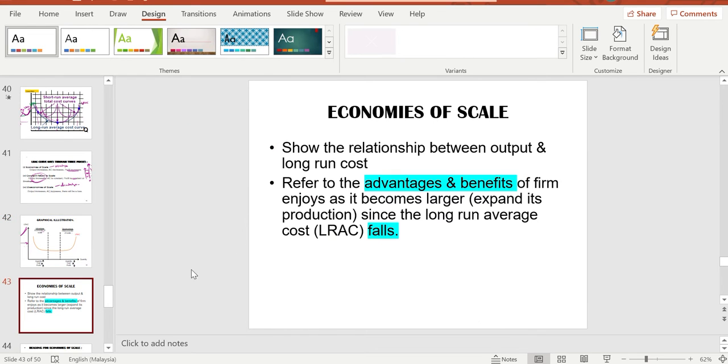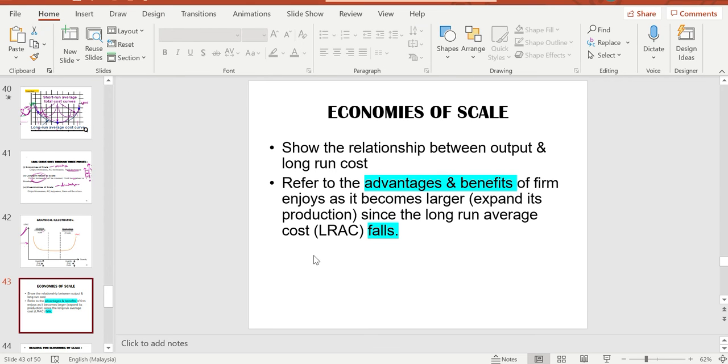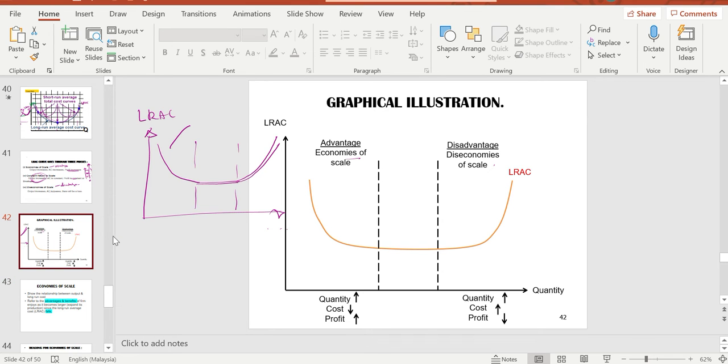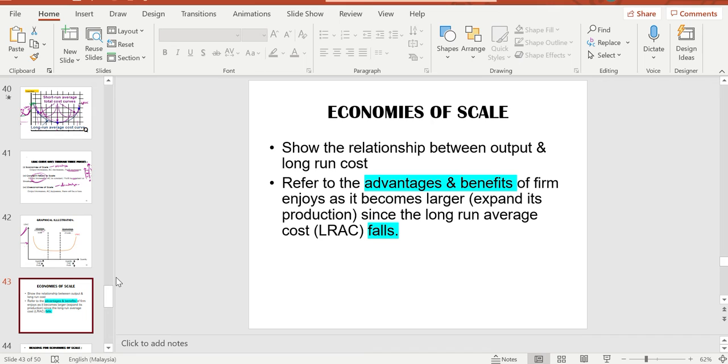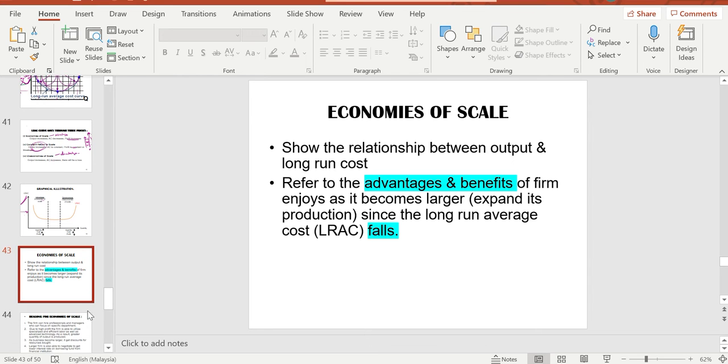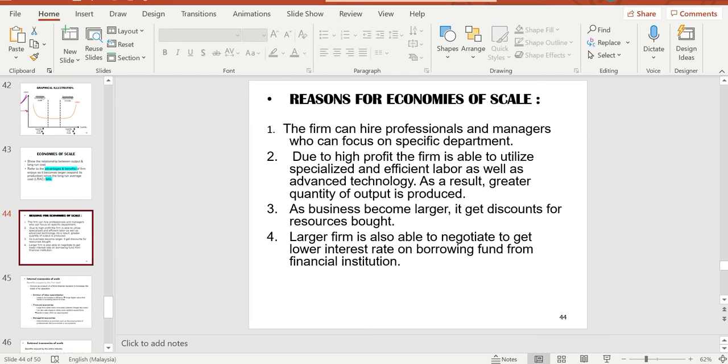Okay, so kita explain what does it mean by economies of scale. Economies of scale shows the relationship between output and the long run cost. Meaning that as output, quantity yang bawah ni quantity meningkat, long run cost makin lama makin menurun. Okay, refers to the advantages and the benefit the firm enjoys as it becomes larger, because when they expand their business, they can produce product more but at lower cost. Because LRAC kita falls, and this is the reason why kita boleh dapat economies of scale during long run.